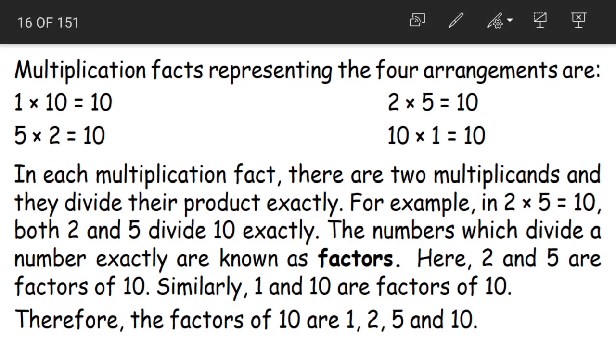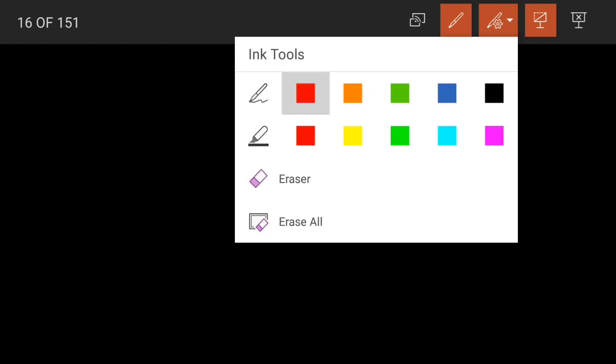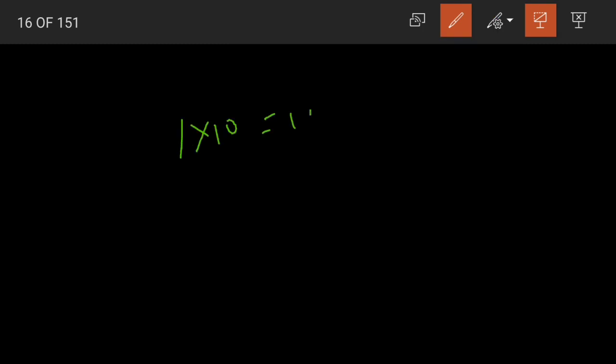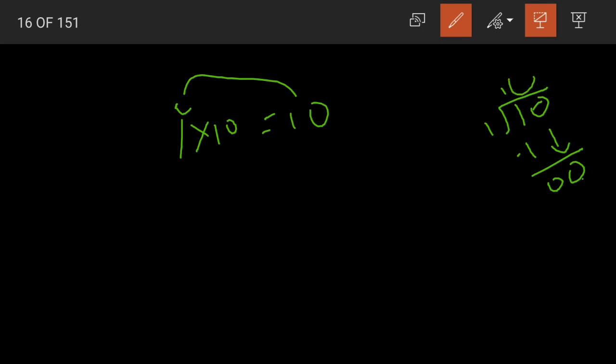So what are they saying? Here we have 2 multiplicands. 1 and 10 are our multiplicands, and what is the product? Here 10 is the product. These 2 multiplicands divide the 10 exactly. See here, 1 tens are 10. Now is 10 divisible by 1? Yes, see, 10 divisible by 1. 1 ones are 1, when we subtract 0, 0 brought down, 1 zeros are 0, when we subtract, 0 will be our remainder. So 1 divides 10 exactly, and does 10 divide 10 exactly?